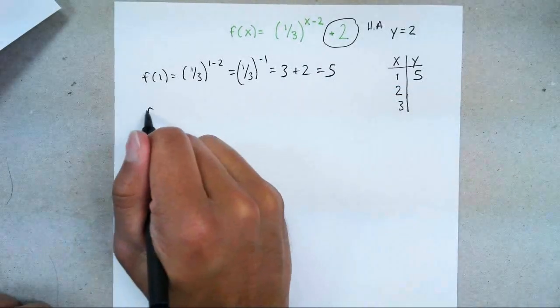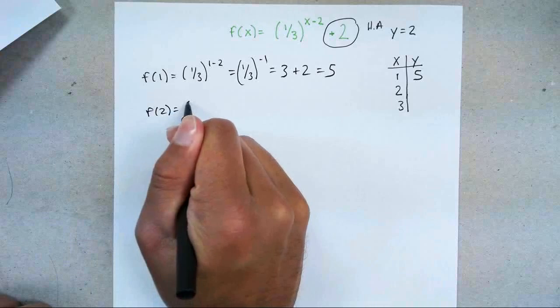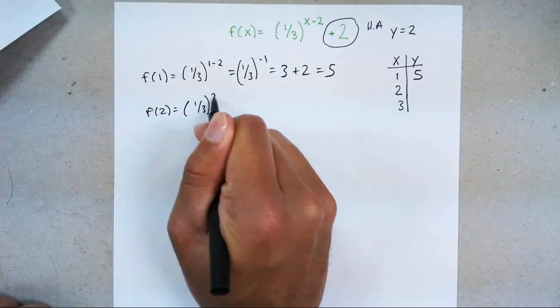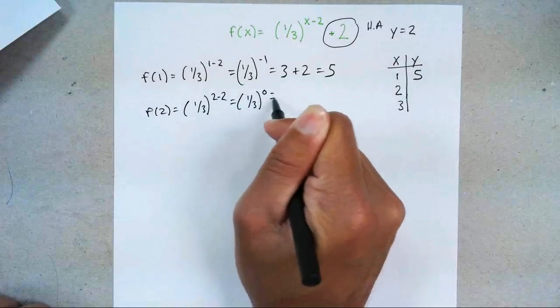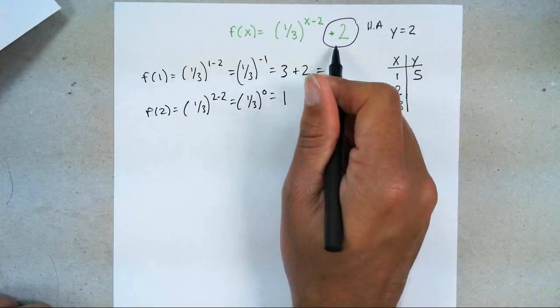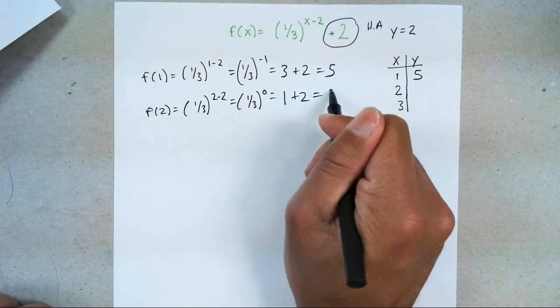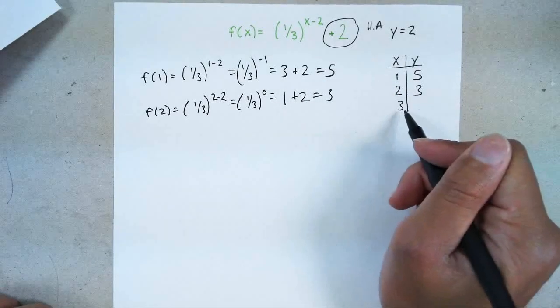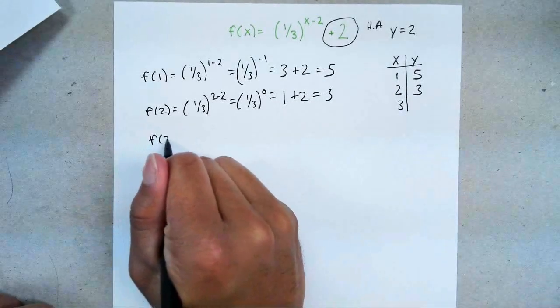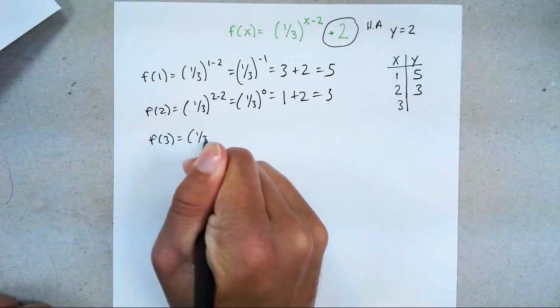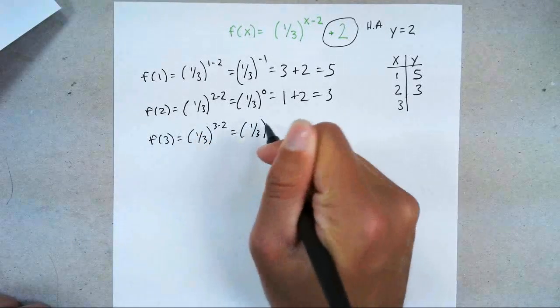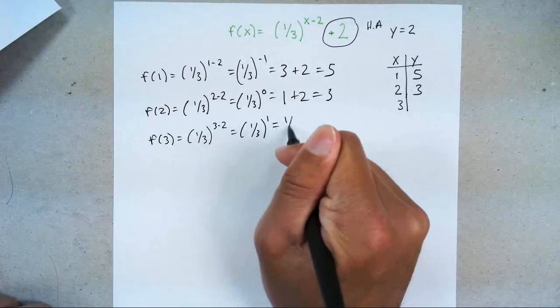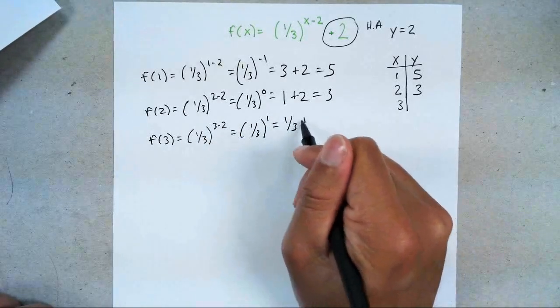Then plug the next one, f of 2. 1/3 to the 2 minus 2 gives you 1/3 to the 0, which gives you 1. Don't forget about that plus 2. Add 2 to it, you get 3. Then lastly, plug in the 3. f of 3. You get 1/3, but then you have to add 2 to it.